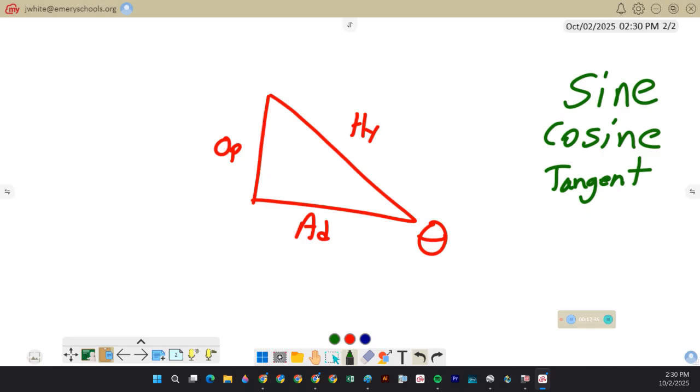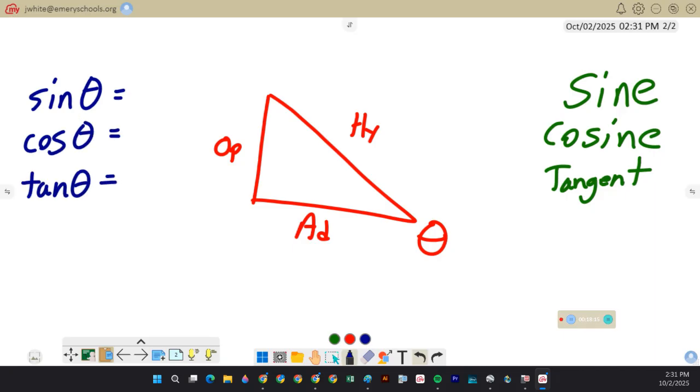Okay, so now I'm going to define each of these, and here's where it gets a little strange. Like I said earlier, we are super lazy as mathematicians, and we abbreviate all over the place. So we always abbreviate trig functions to 3 letters, and we always abbreviate opposite, adjacent, and hypotenuse as O, A, and H. So, we're going to make a list of the sine of theta equals, the cosine of theta equals, and the tangent of theta equals. So write that down.